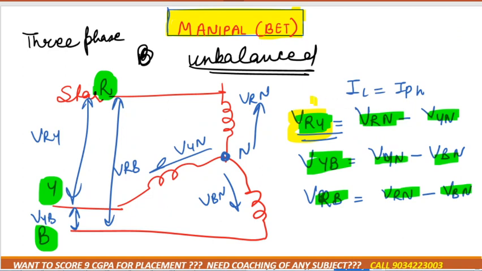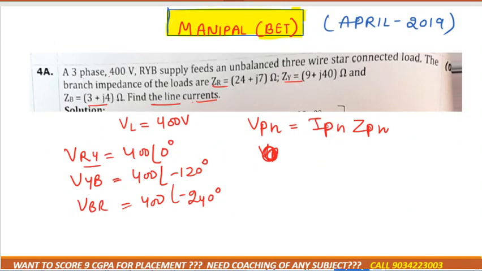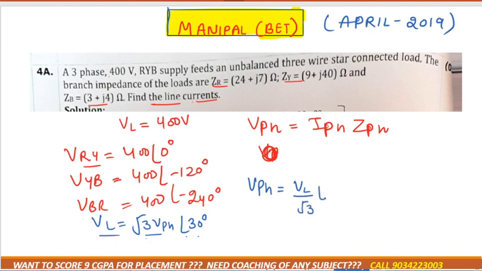So for that we need VRN and VYN, correct? But we know one more thing, that there is an angle difference of 30 degree: VL is equal to root 3 VPH, angle 30 degree. So basically, what is the difference between line voltage and phase voltage? That is 30 degree, correct? So if we want to calculate VPH, it would be VL divided by root 3, and the angle is minus 30 degree, correct?